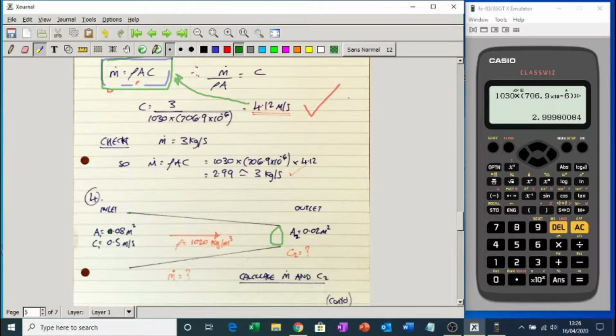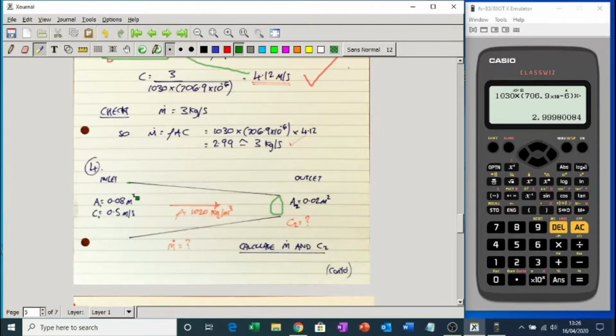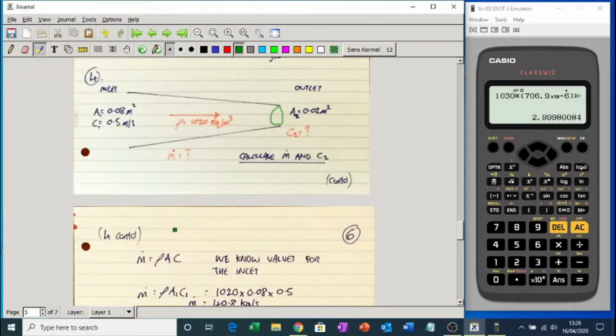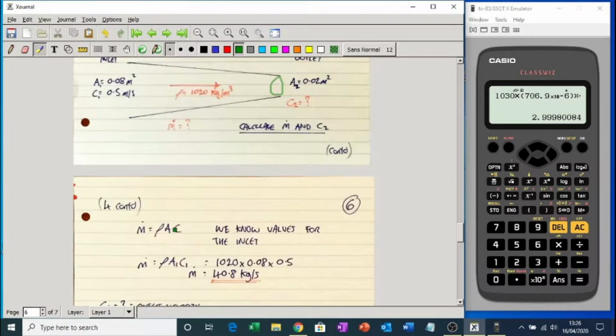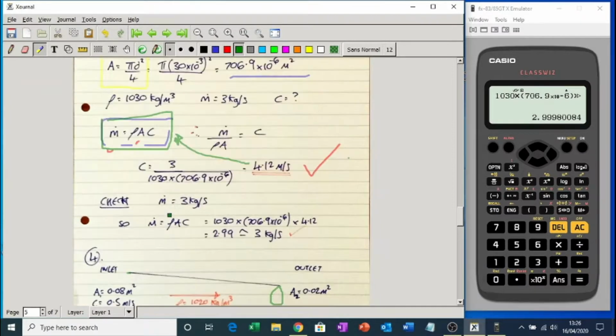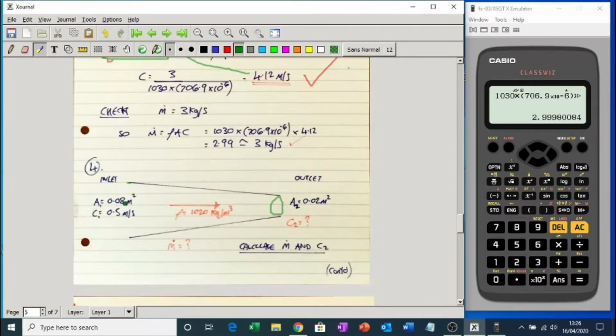So it starts off, we've got an area here of 0.08. I've given you the area, here's my speed, there's the density of my liquid. I know the outlet, so the area is getting smaller. I don't know this speed, I need to work it out.